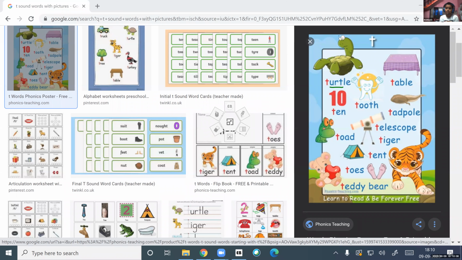Okay? One. Turtle. Repeat with me, everyone. Turtle. Turtle. Next one. Ten. Ten. Ten. Everybody say it again. Ten.